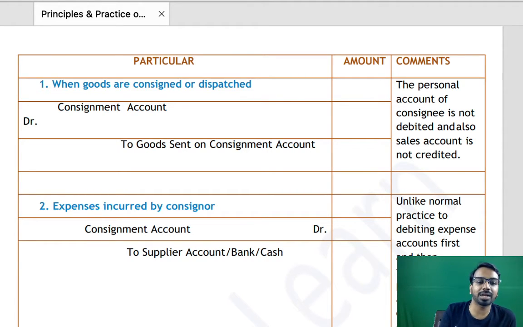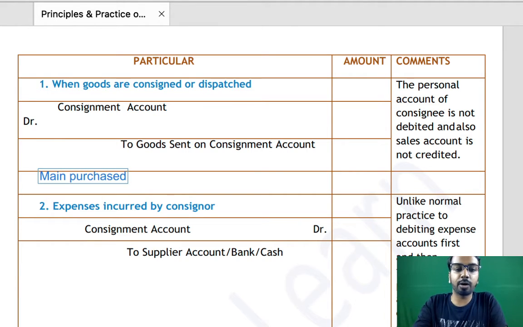Now why do we debit the consignment account? Think of it as if I am creating a separate venture and that separate venture is purchasing some goods. If some goods are being purchased, what would you do? You would debit the trading account with the goods purchased. Now here goods are not being purchased, they are simply moved from main purchases.